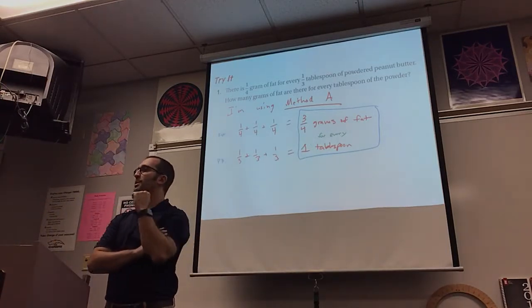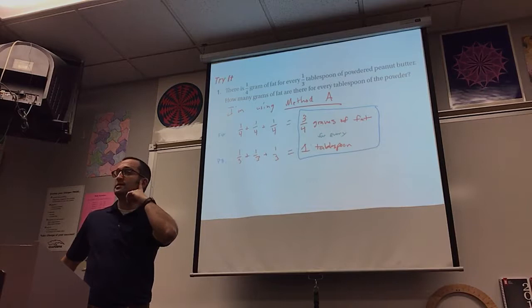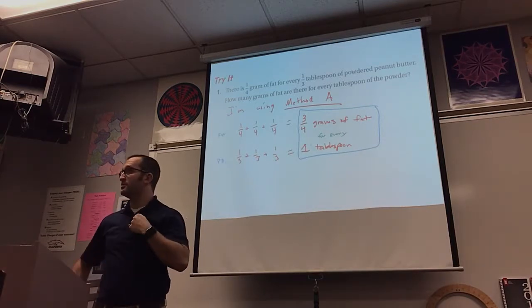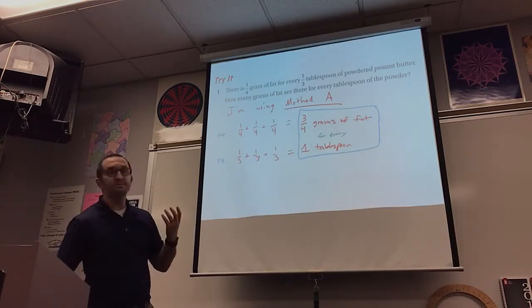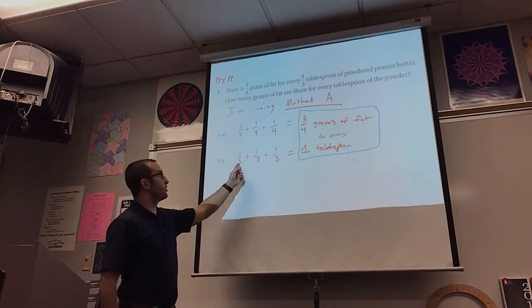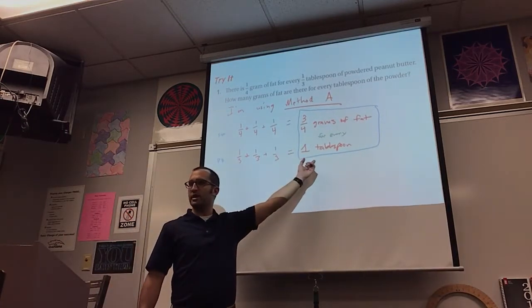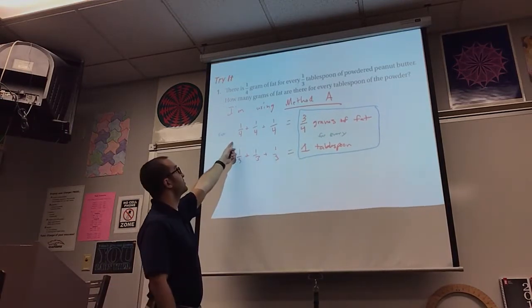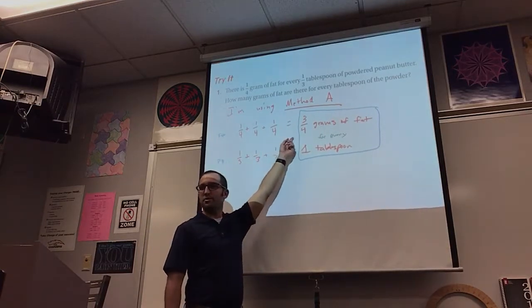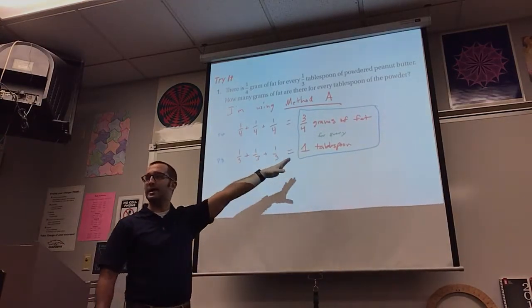So I just showed you what I did in my head. I used method A on this one because I know that 1/3 times 3 is 1, right? So I just take the first fraction, and what do I do with it? Multiply times 3.